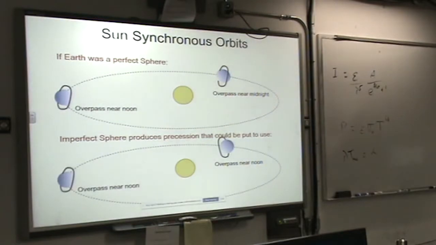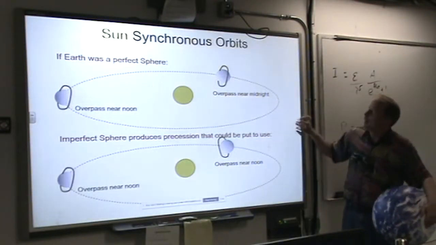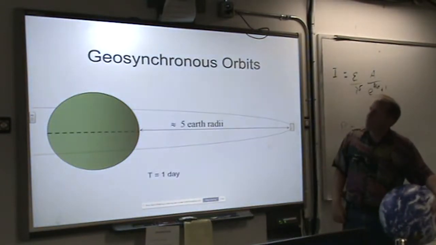So yeah, if you're ever wondering how a sun synchronous orbit comes about, if the Earth is not perfect.